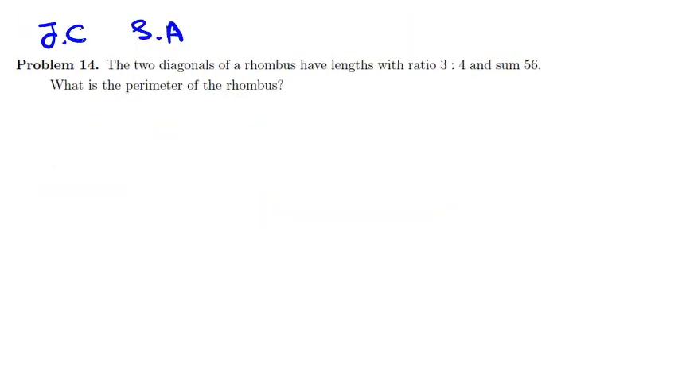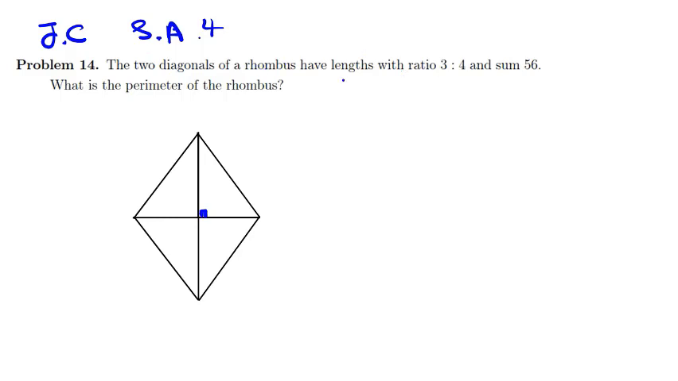Okay, problem number 14, junior part C or senior part A, problem number 4. The two diagonals of a rhombus have lengths with ratio 3/4 and sum is 56. What's the perimeter of the rhombus? Okay. We know that the diagonals bisect each other.